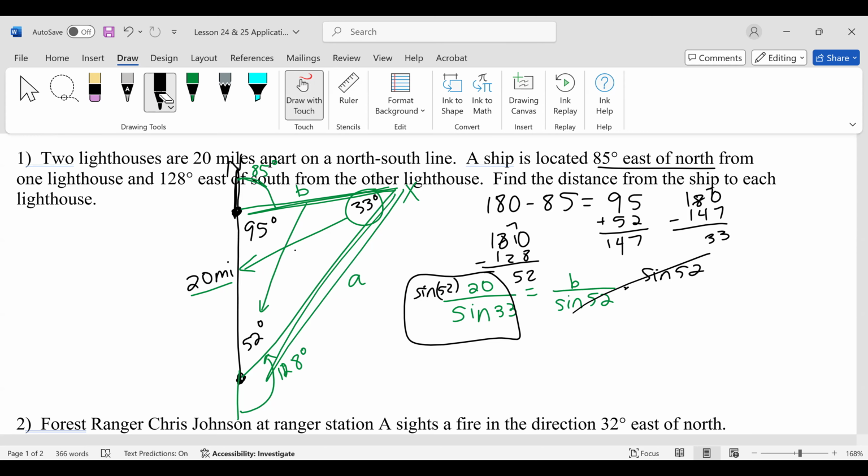So I'm going to type this into the calculator. So when you type that in, let me know what you get. When you type this in, you'll get 28.937 miles. Okay, so you found one of them.